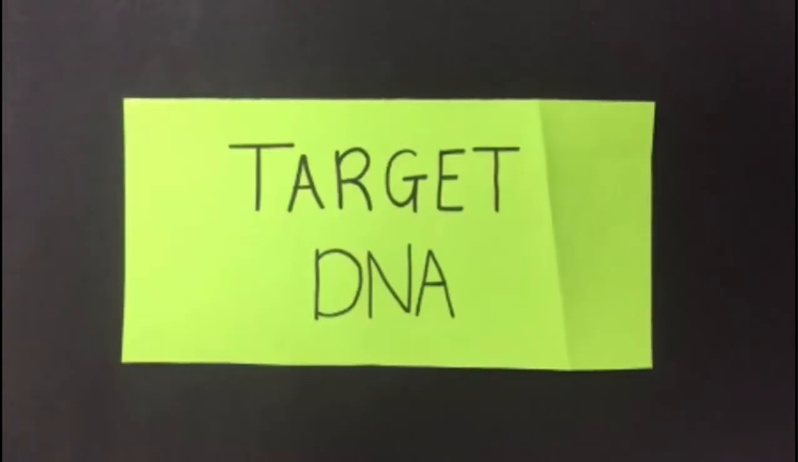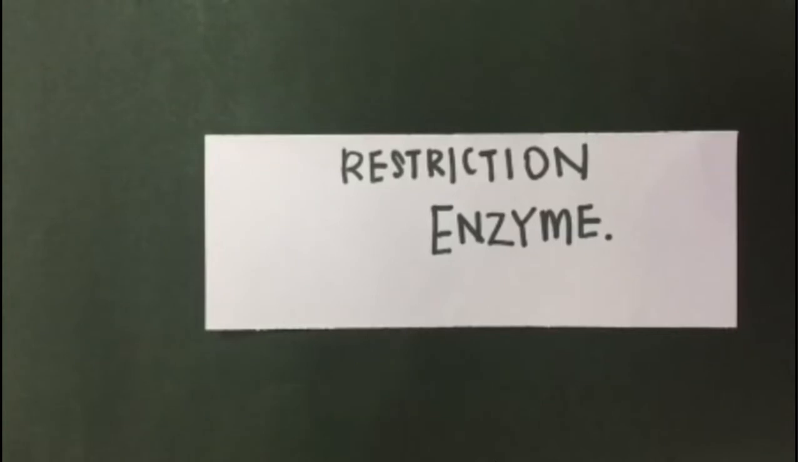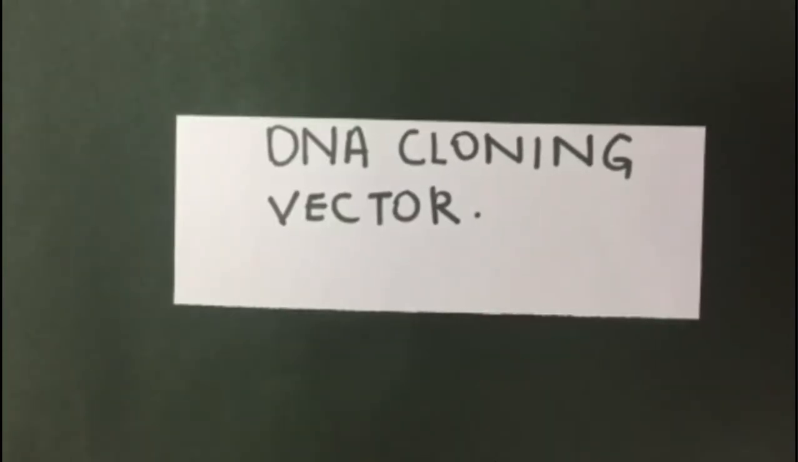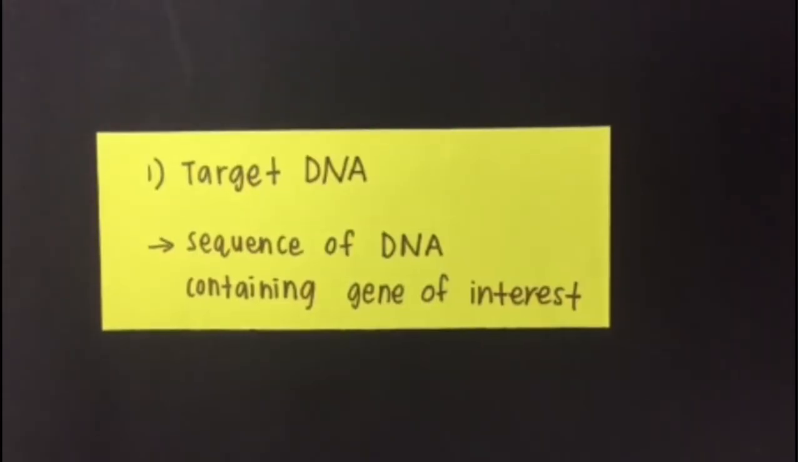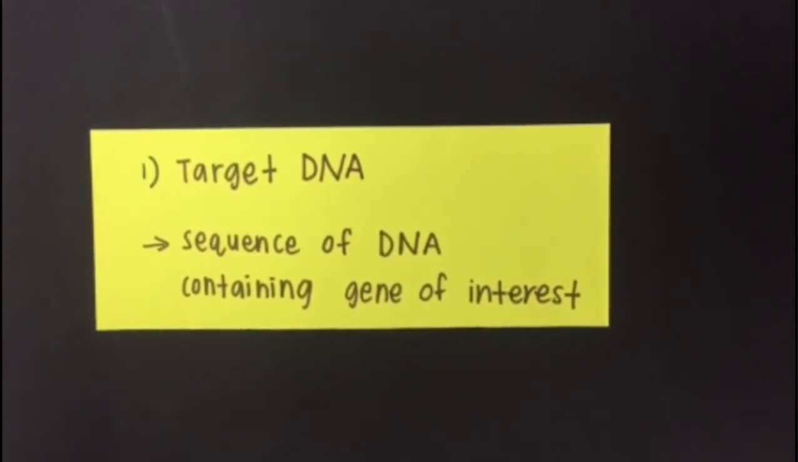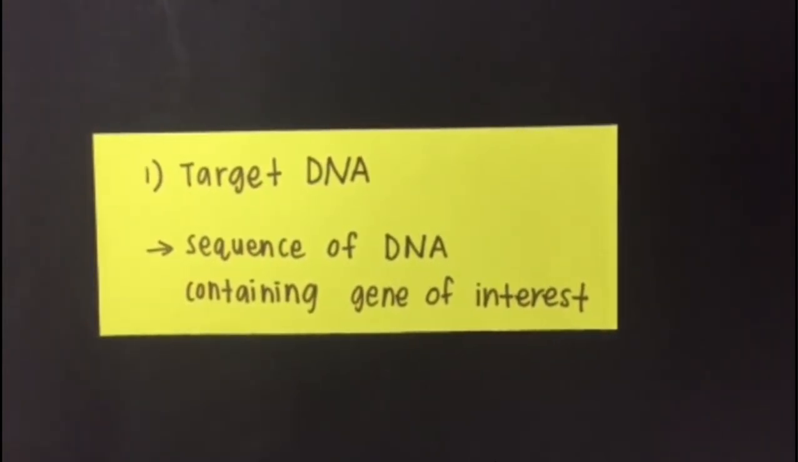These are the tools for recombinant DNA. The first one is target DNA. The second one is restriction enzyme. The third one is DNA cloning vector. Fourth, host cell. And the last one is modifying enzyme. Target DNA is actually a sequence of DNA containing the gene of interest.